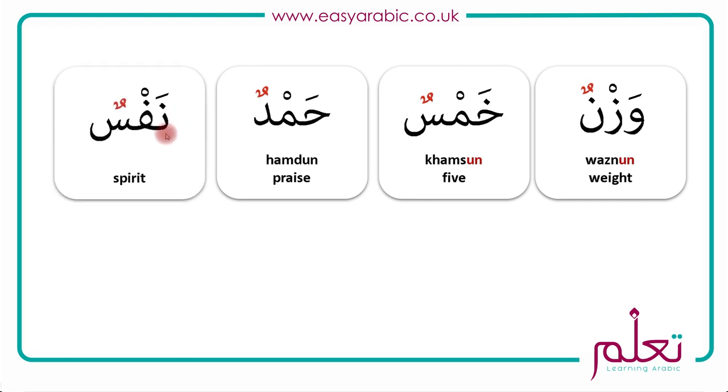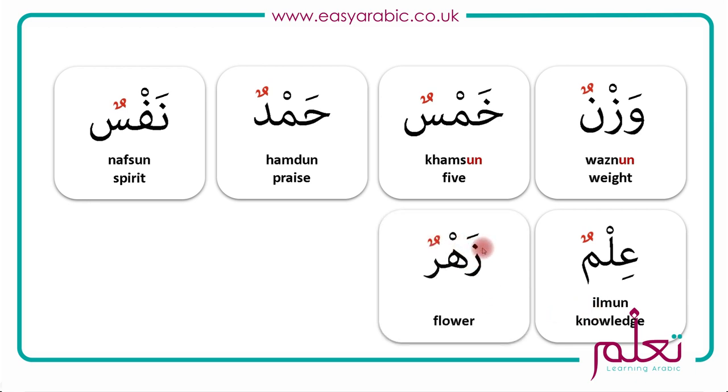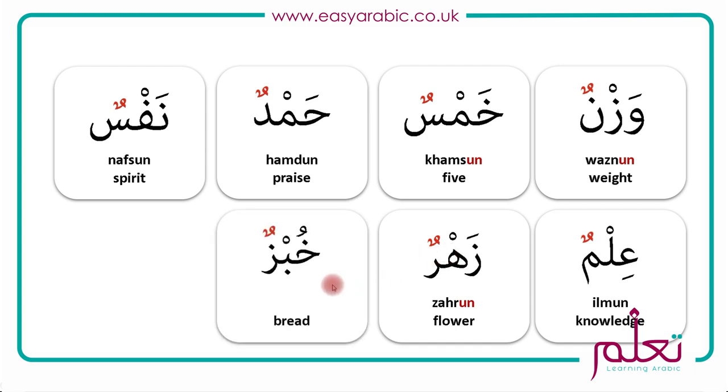Next one is nun with the fatha is na, fa with the sukun is naf, sin with the dhammatain is nafsun. Next one we have ayn with the kasra is i, lam with the sukun is il, mim with the dhammatain, ilmun. Next one is za with the fatha is za, ha with the sukun is zah, ra with the dhammatain is zahrun, which is flower. Next one is kha with the dhamma is khu, ba with the sukun is khub, one syllable, and the za with the dhammatain is khubzun, which is bread.